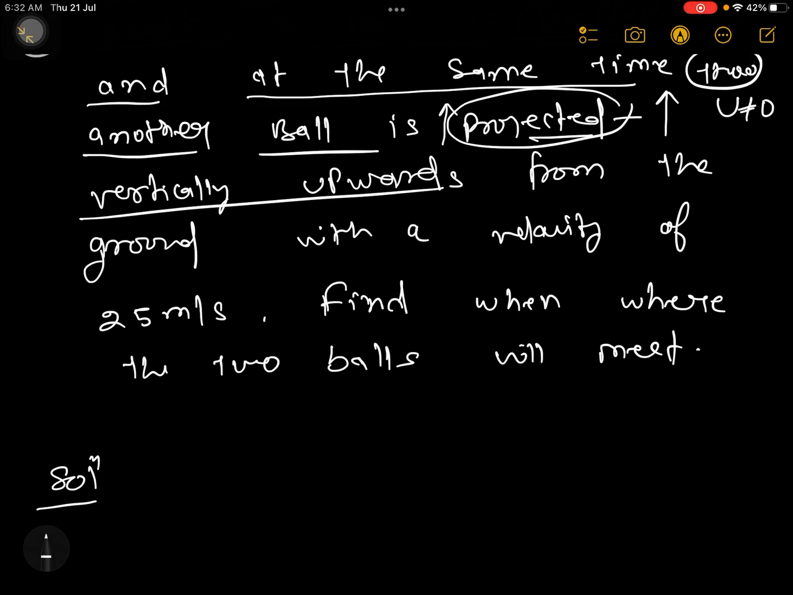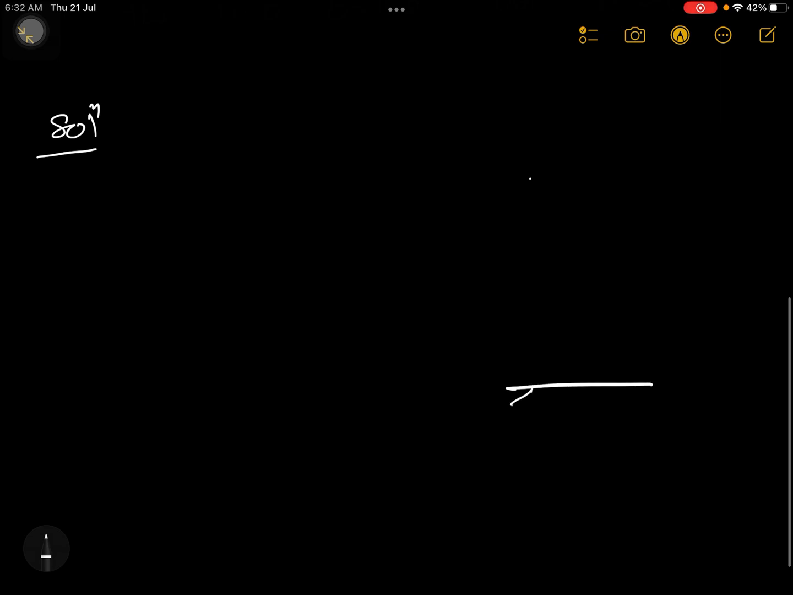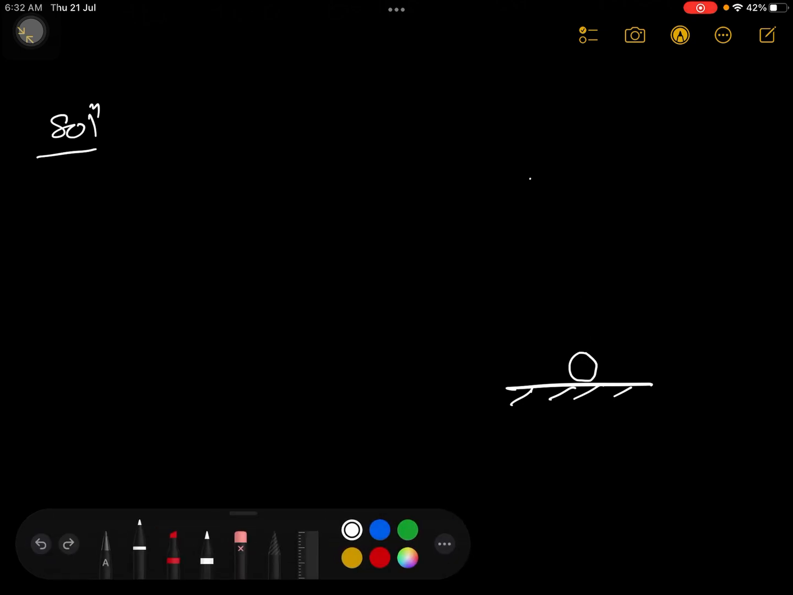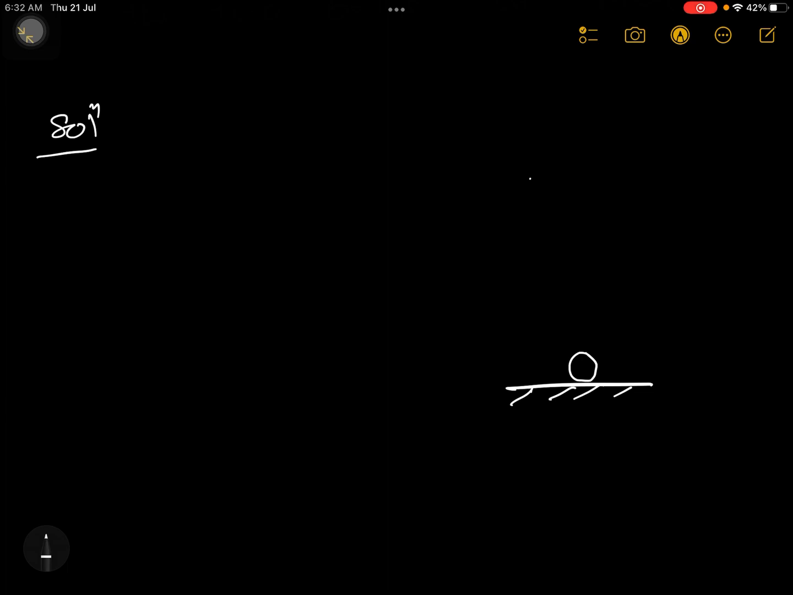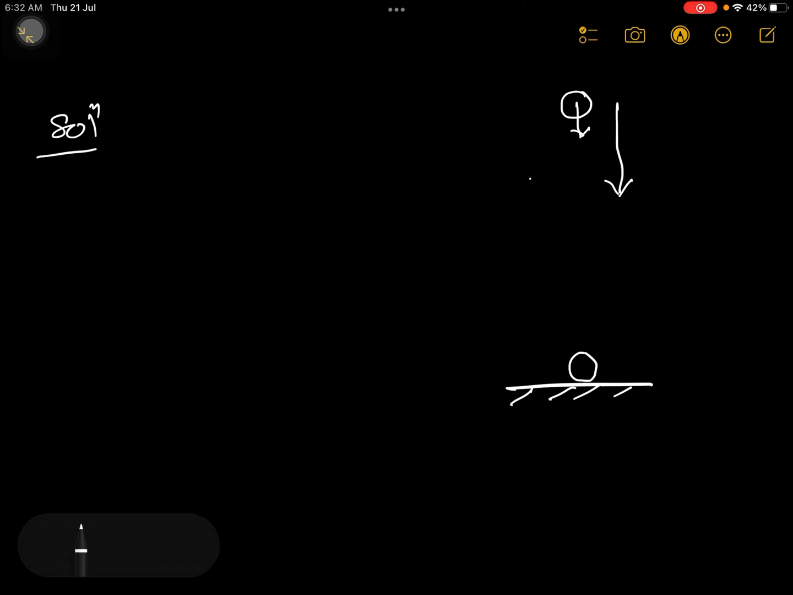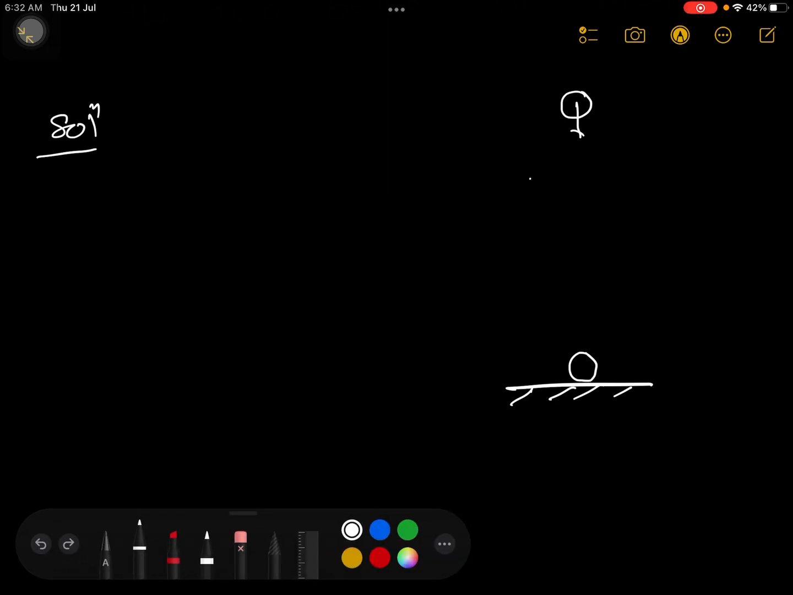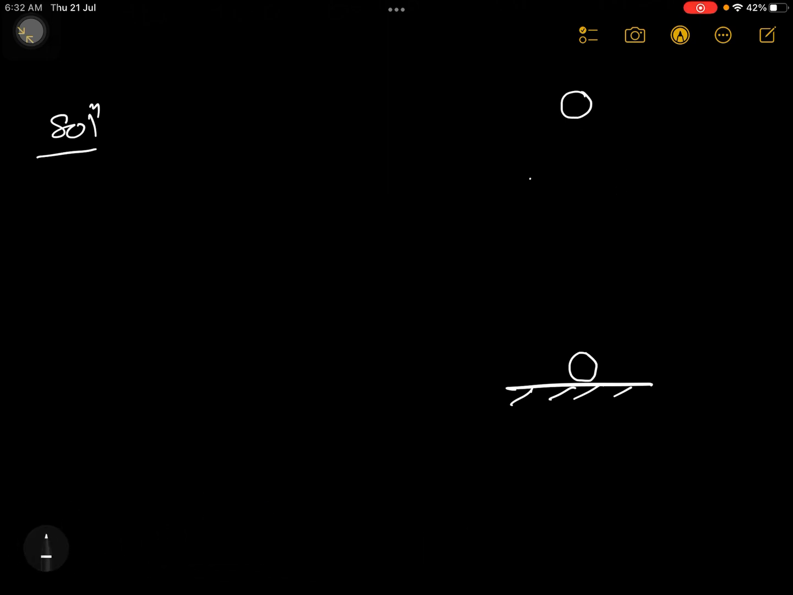Suppose this is your ground, and if you simply keep the ball here, then the ball will not go in the upward direction, right? You have to throw the ball, then only the ball will go in the upward direction. But if you leave the ball at any height, then automatically this ball will start falling in the downward direction. I hope it's totally clear. So when the ball is at the bottom, you have to throw the ball, then only the ball will go upward, vertically upward. So two cases are there.